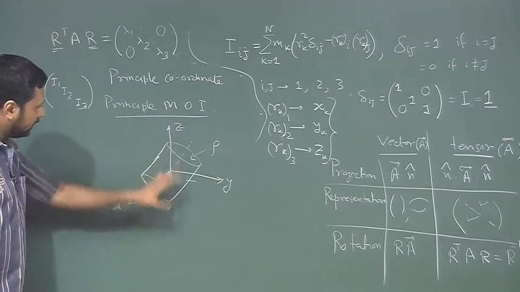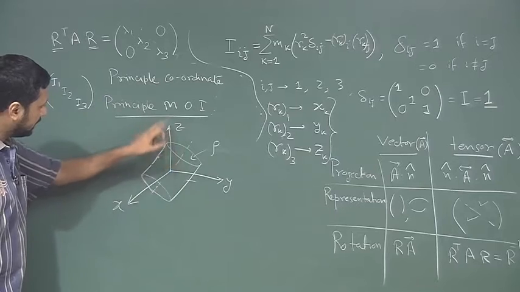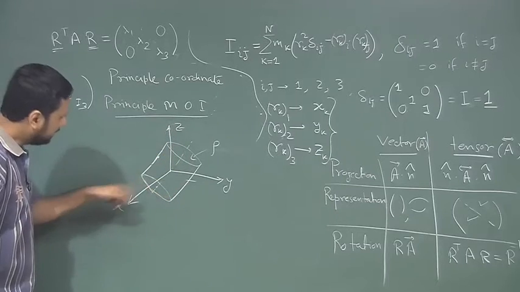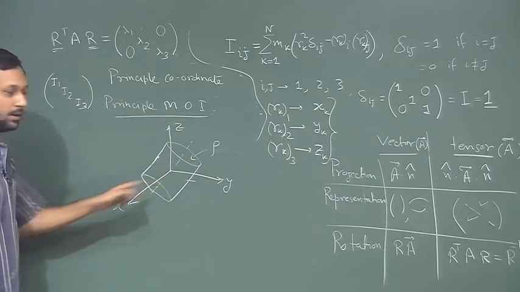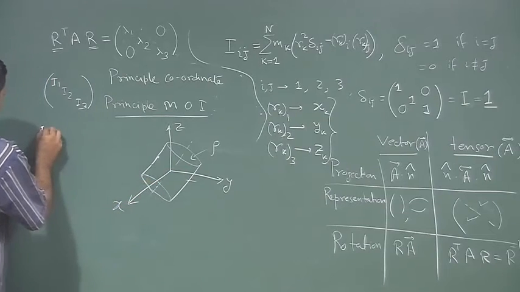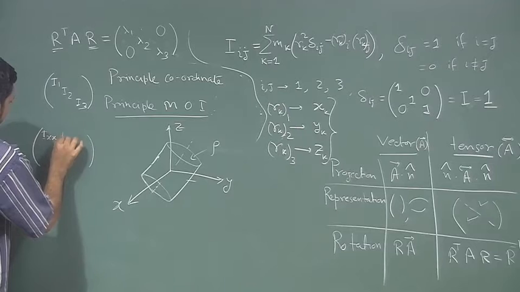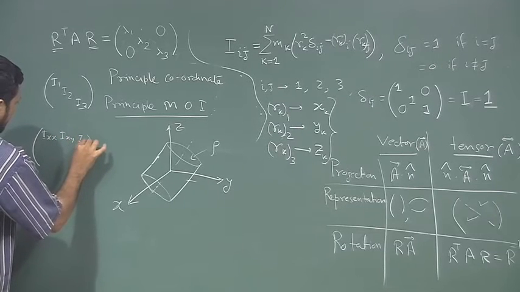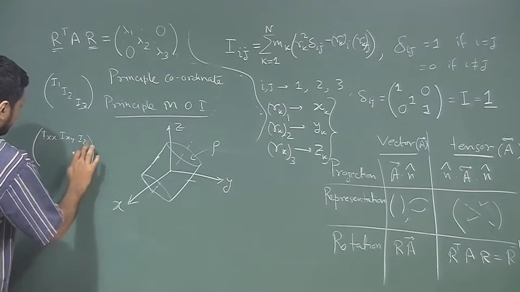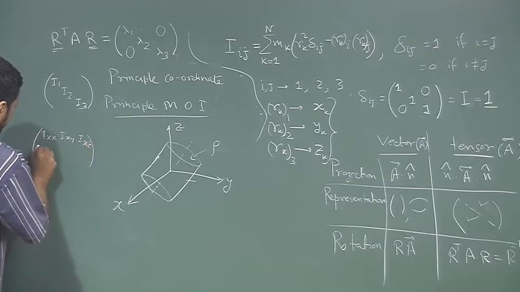Now, if I calculate the moments of inertia of this particular cylinder in this axis system, I can assure you that I will get all the components I_xx, I_xy, I_xz, and so on.